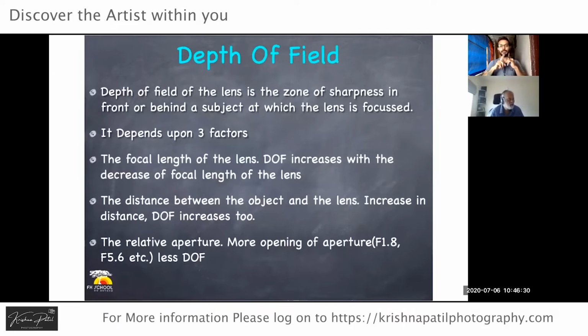It always depends on three factors. First is the focal length of the lens. Focal length means, your lens is a big lens right now, so it will allow you to capture from 55 mm up to 200 mm. So my lens focal length is 55 mm to 200 mm. That is the focal length of the lens.